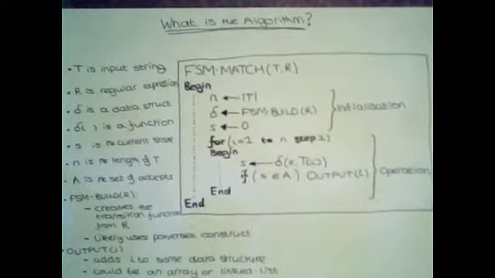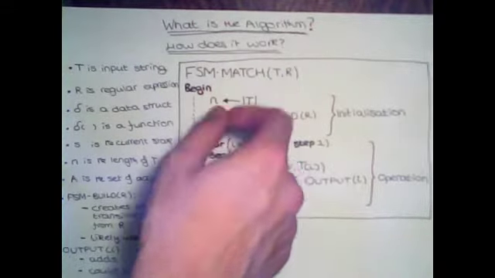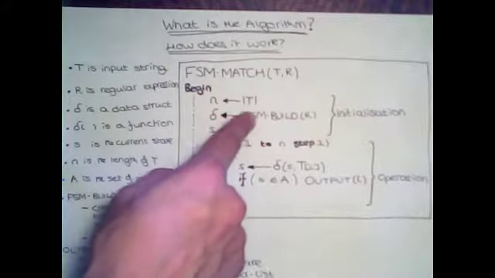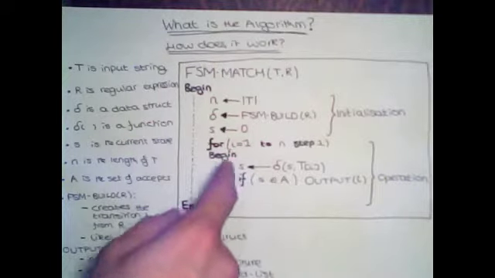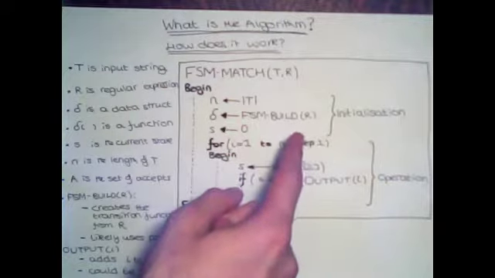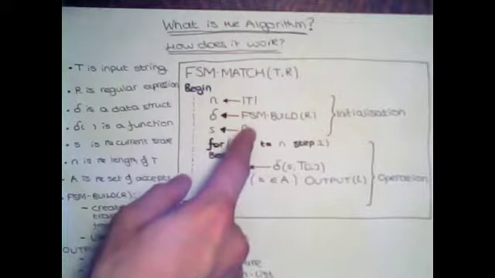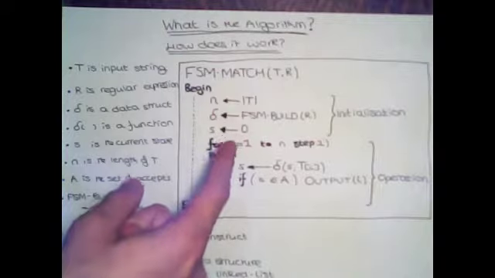In order to use finite state machine matching in a computer program, we need to put it into algorithmic form. Here is the proposed algorithm. It accepts string t and regular expression r as input. We start here with the initialization. First we set n to be the length of t. This is for use in the for loop down here, where we input t's characters one by one. We then set delta using FSM build, with r as an argument. FSM build likely uses the power set construction. Here delta is some data structure containing information about states and transitions. We then set S, the current state, to 0, signifying that it is the start state.